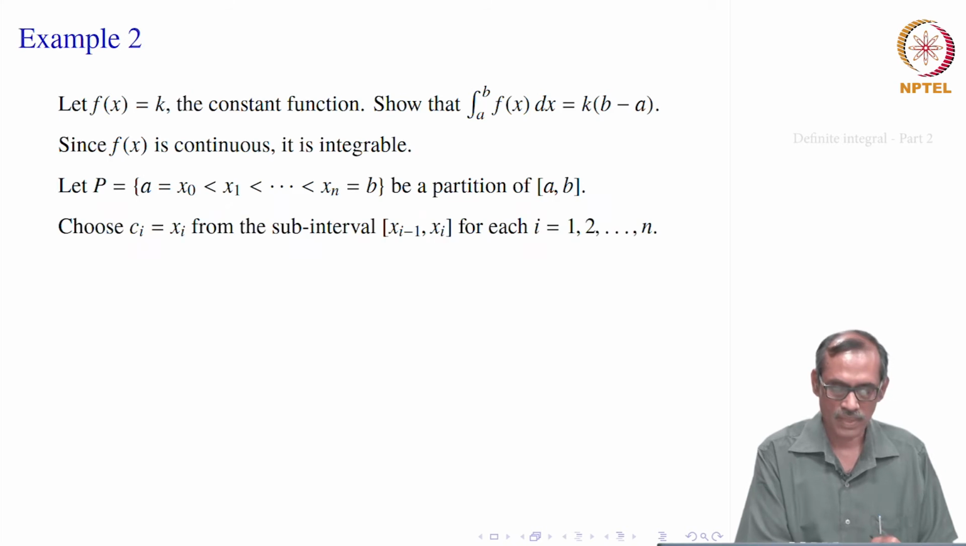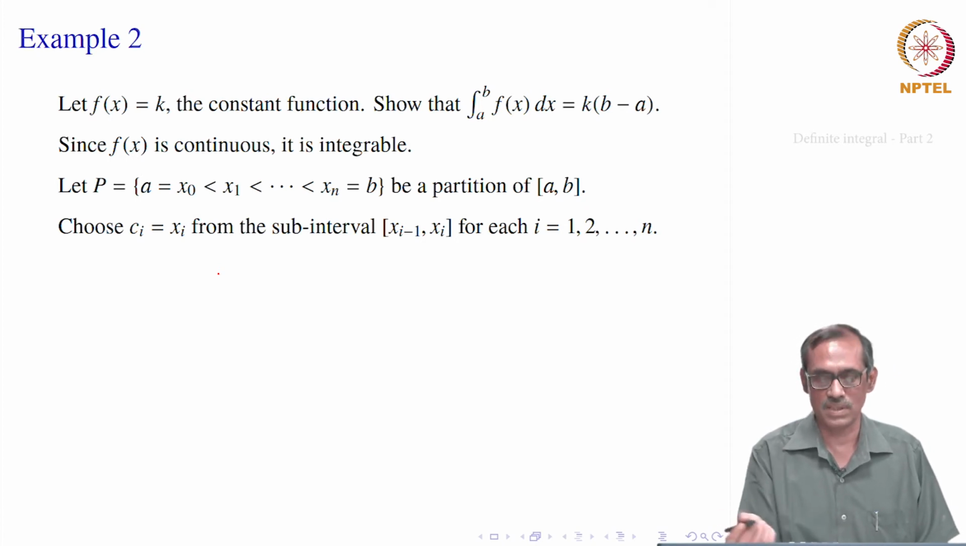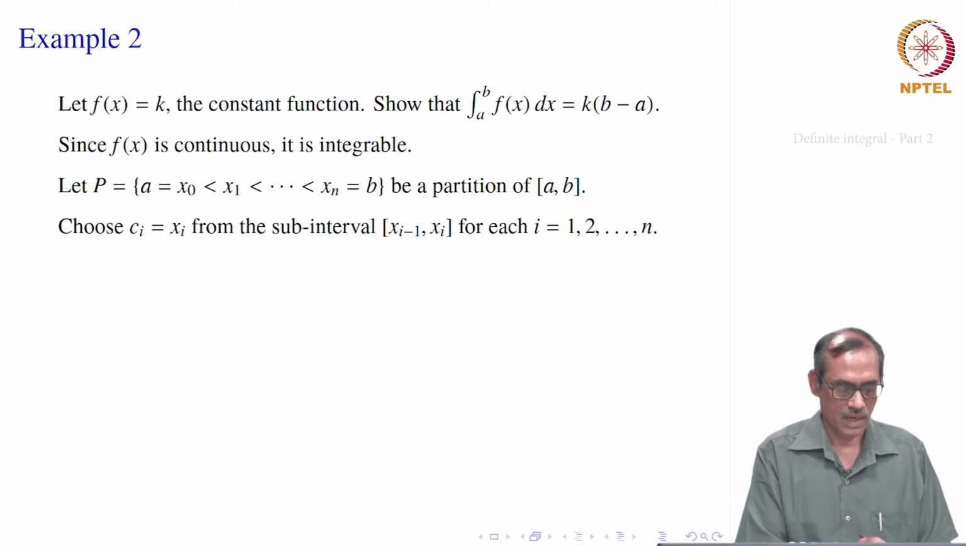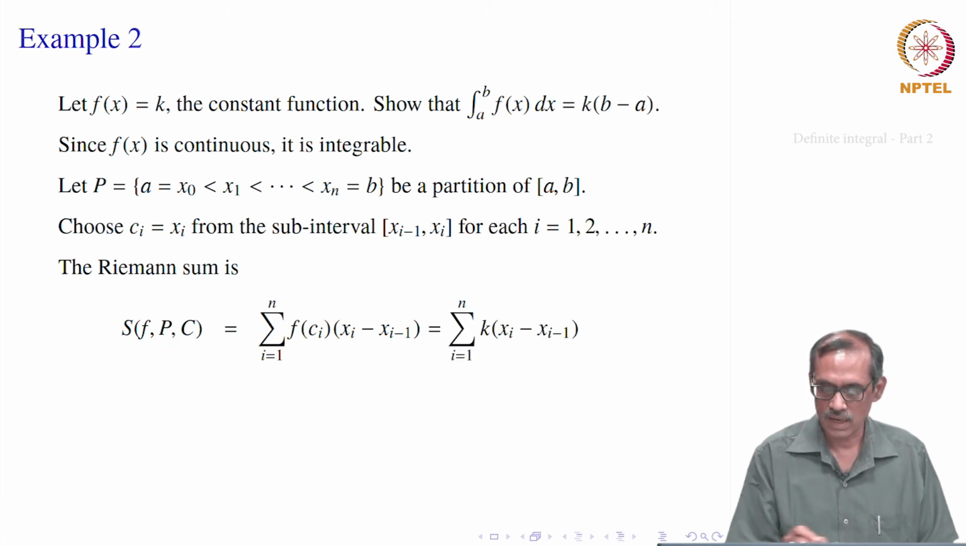We will see. So, now we choose Ci equal to xi. Again, the right end point. You can choose left hand, you can choose anywhere because the function is constant anyway. So, any Ci also will give the same computation here. Now, in each sub interval x i minus 1 to x i, you choose Ci equal to xi. Okay. Now, the Riemann sum with respect to this is summation f of Ci times x i minus x i minus 1, and f of Ci is equal to k. So, that is the summation.